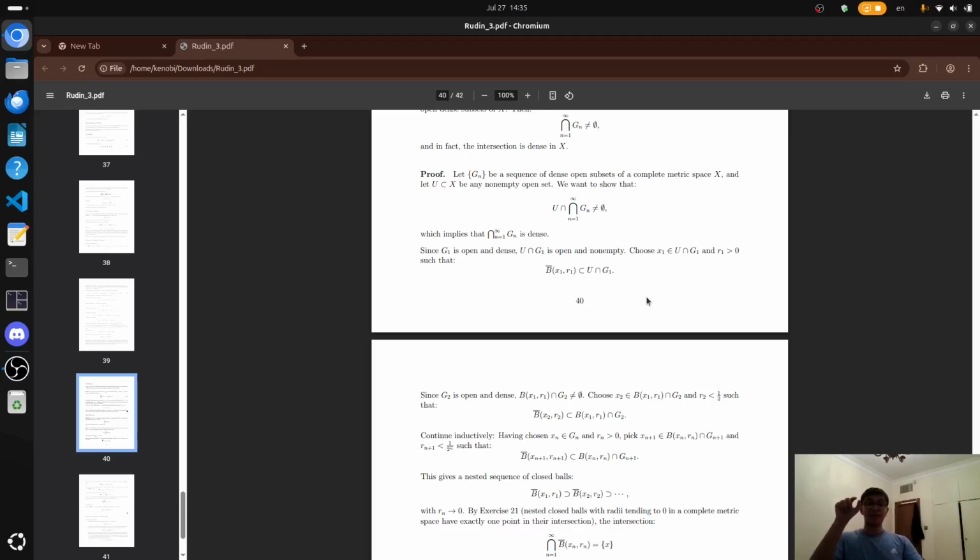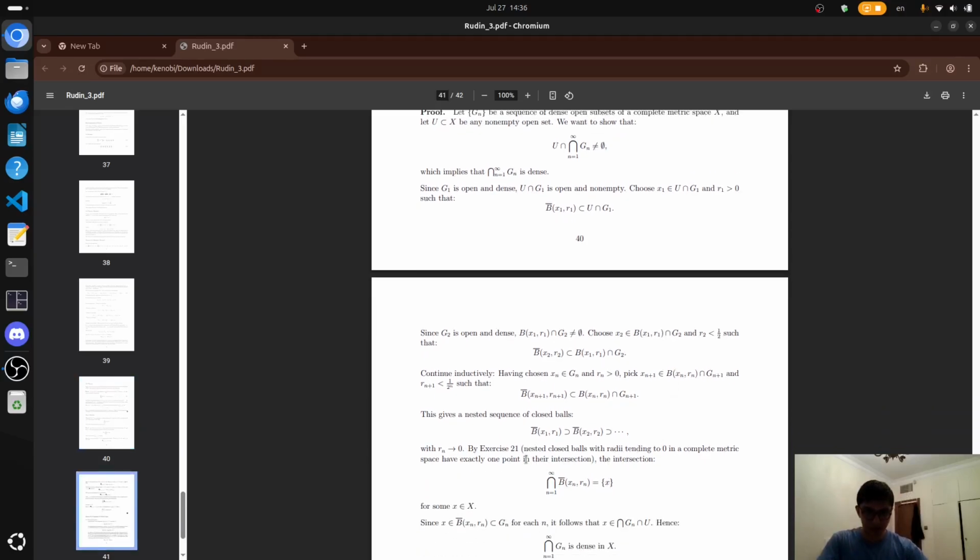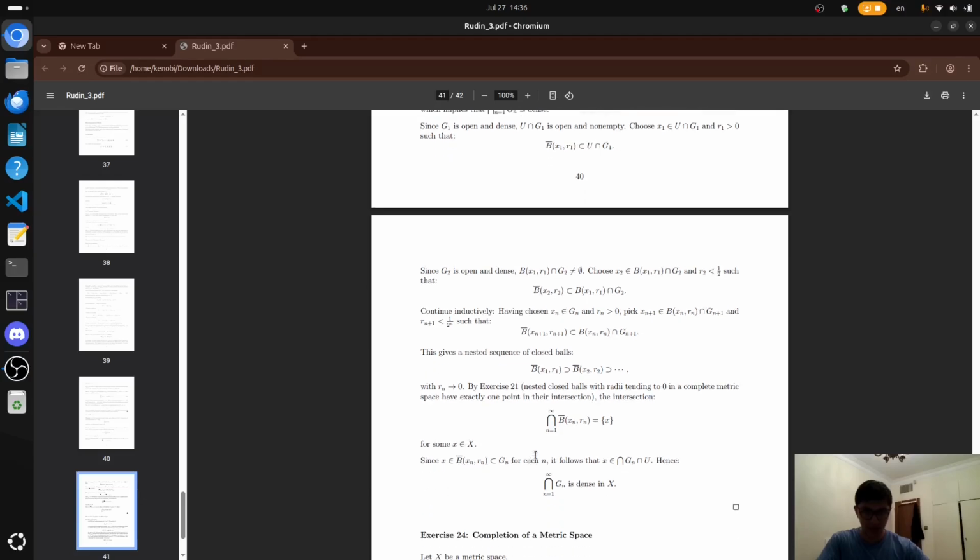Now you're going to do the intersection of that ball with another dense subset, because we know it's not empty. Then take some other point and then take a smaller subset, and like that we're just nesting it together, and we know it's not going to be empty. It's going to have a point because we showed previously that it's like that.